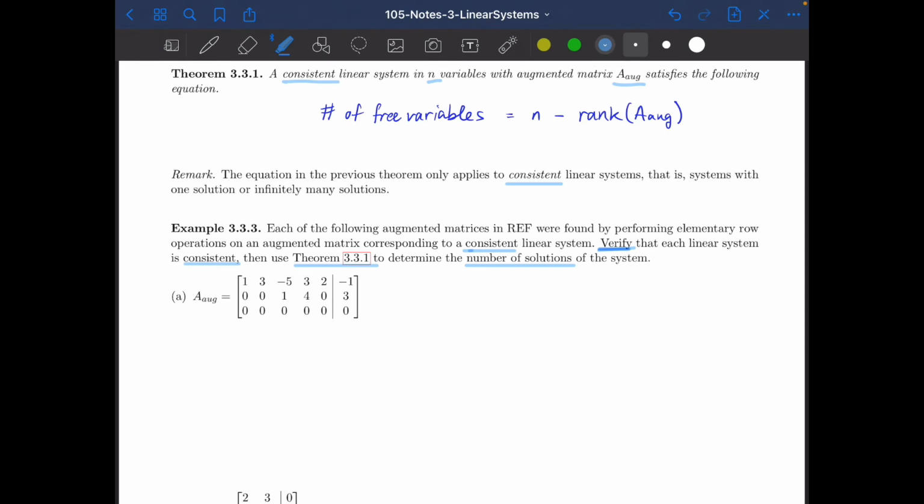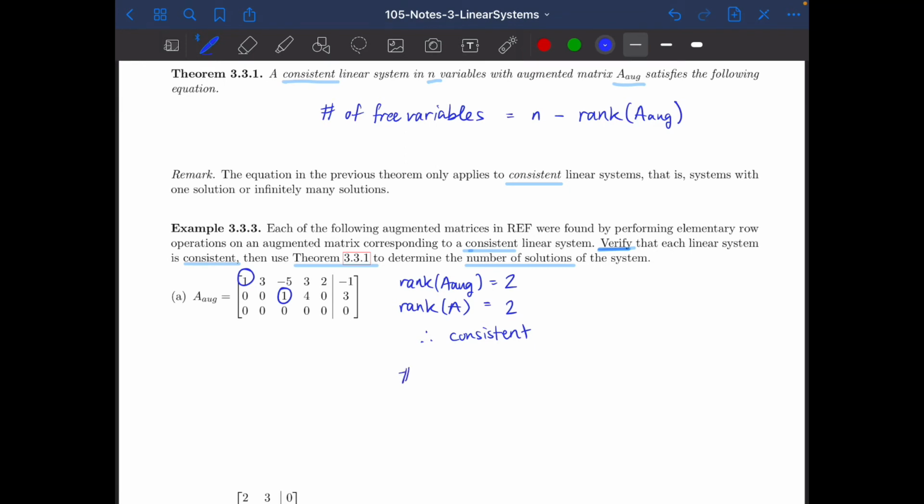So in part A, we want to make sure that the linear system is consistent, and so we first find the rank of the augmented matrix. The rank of the augmented matrix is 2. And is that equal to the rank of the coefficient matrix? The rank of the coefficient matrix is also 2. Therefore, the linear system is consistent. Once we've established this, we can go ahead and use Theorem 3.3.1.